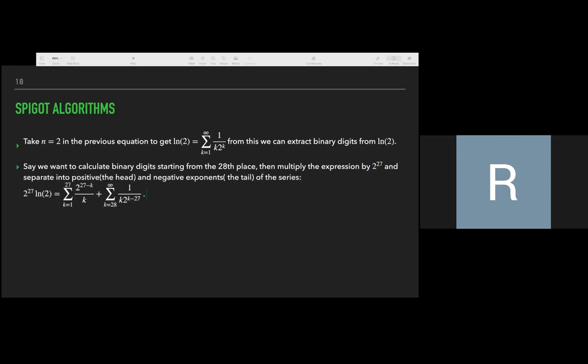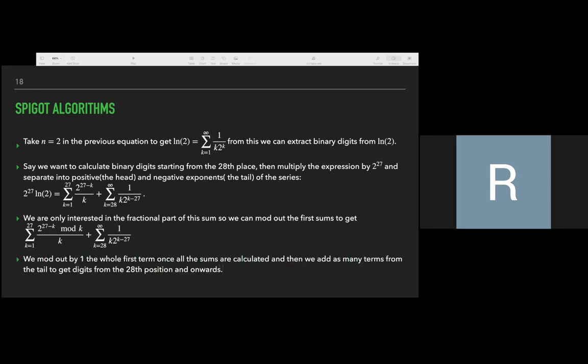So to show you this extraction, if we want to calculate binary digits starting from the 28th place, then just multiply the expression by 2 to the 27 and separate this sum into two parts, the positive exponents and the negative exponents. And if you remember, we only really care about the fractional part. So we can mod out the first term by k, and then we can mod out the whole thing by 1 afterwards to get the fractional part we're interested in. And essentially, the second term will only affect the positions from the 28th onwards. And so we can take as many terms from that as we want to get the precision we want. So if we want from the 28th to the 35th, then we can take as many terms as needed to get there.